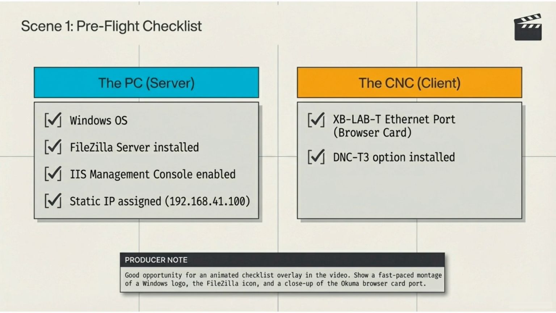For the pre-flight checklist, ensure the PC has Windows OS, FileZilla Server, IIS Management Console enabled, and a static IP assigned. The CNC needs an XB Lab T Ethernet port and the DNCT-3 option installed.